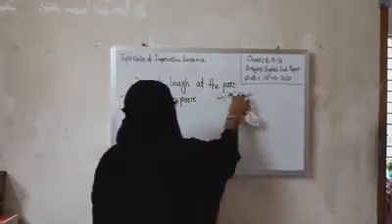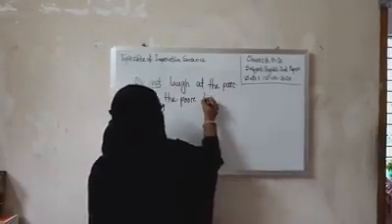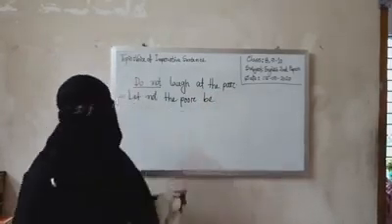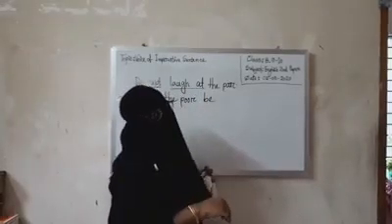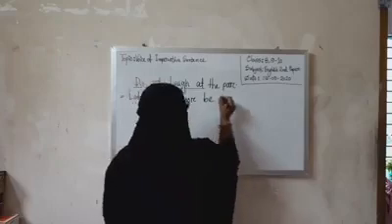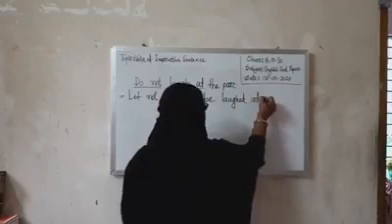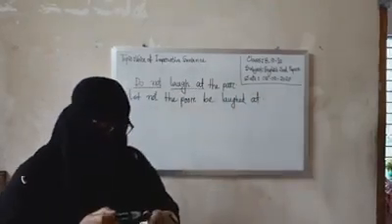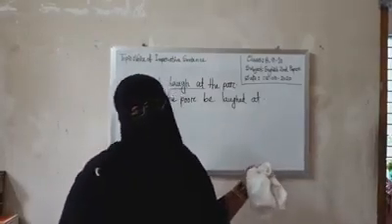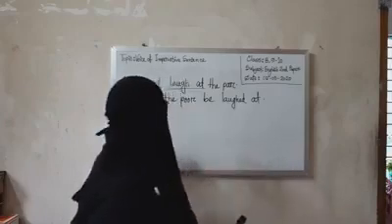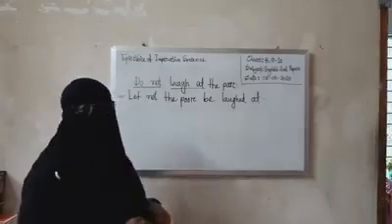The poor. And we have to use "be", and then the past participle form of the main verb. Let not the poor be loved at. Here also we don't need to use "by" because there is no subject. We do not find any subject here. The subject is invisible.